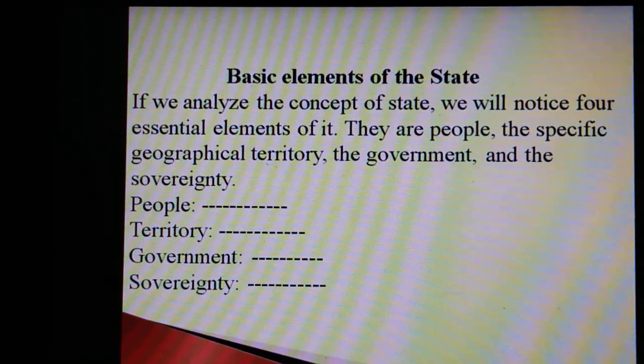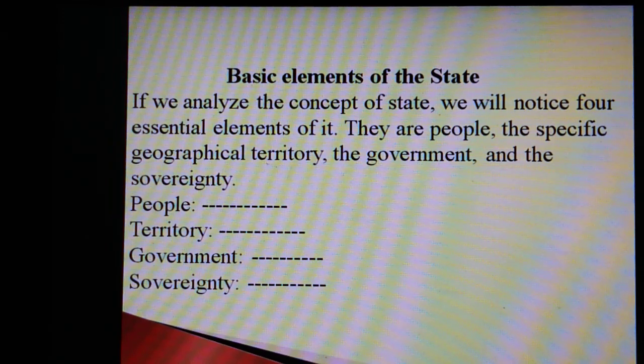Now, fourth element of state. The principal element to form a state is the sovereignty. The meaning of the word sovereignty is the highest and absolute power. The formation of a state becomes complete when sovereignty is ensured. That is, without sovereignty, state cannot be complete. This power distinguishes the state from other organizations. That is, the government handles the sovereign power of the state, and that's why government is the supreme authority in the state.